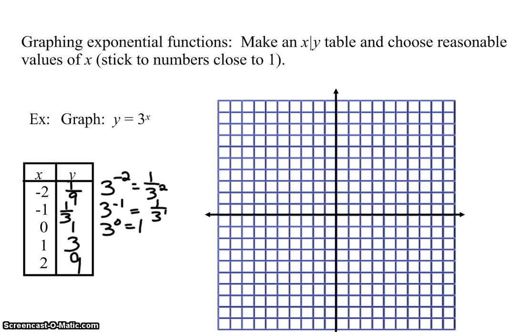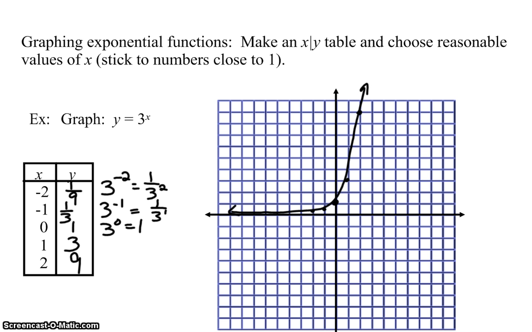We graph those points, and I realize you're not going to really be able to graph 1/9 and 1/3 very easily. Just kind of approximate. Notice 0, 1 is important, and then 1, 3, and 2, 9. So what we end up with is a curve that looks like this.